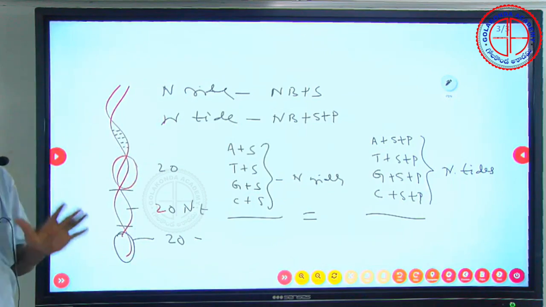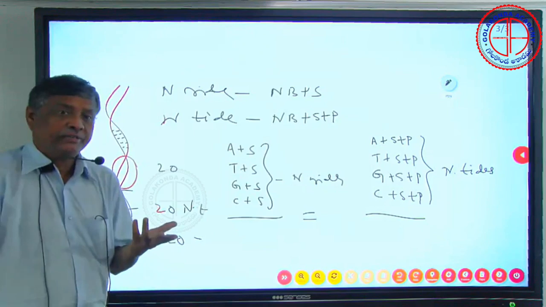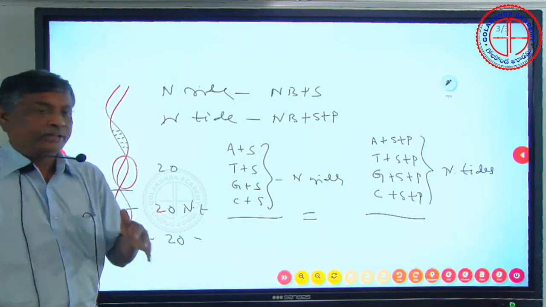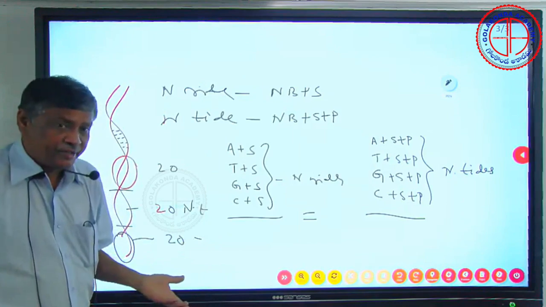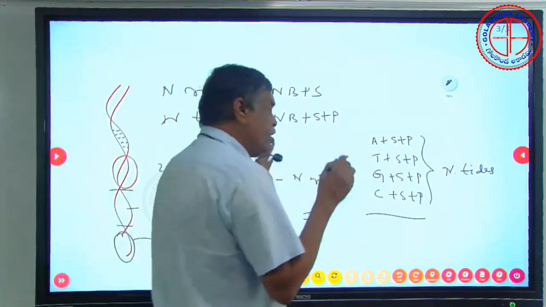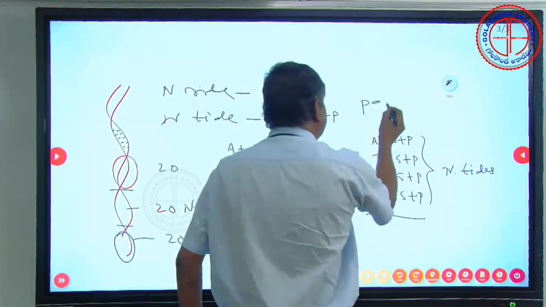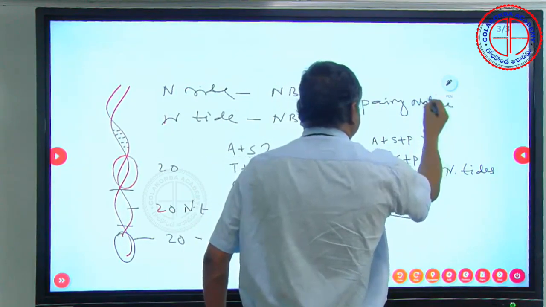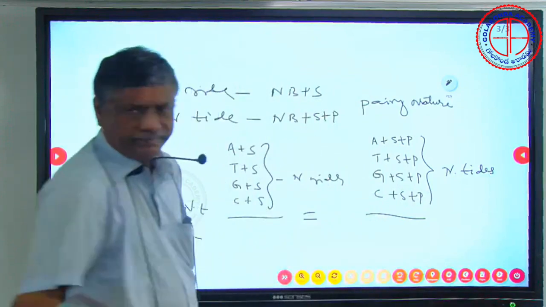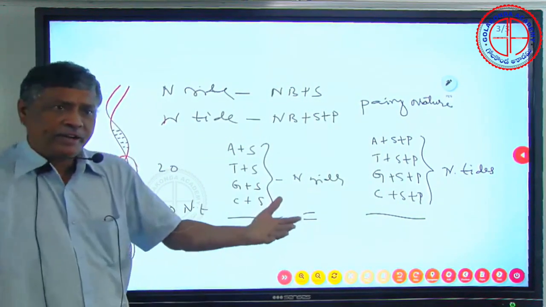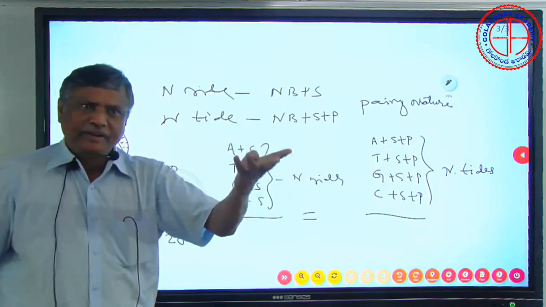Is it clearer? How many nucleotides? 4. How many nucleosides? 4. The coil of the DNA is filled with how many nucleotides? 20. You see, the nucleotides are always arranged in a paired nature. Always pairs. How many nucleotides? 4. How many nucleosides? 4.